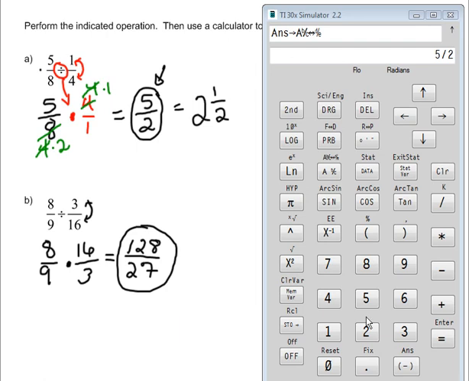Now with our second problem, let's go ahead and clear out what we have. We're going to do 8/9, so 8 fraction key 9. That's being divided by 3/16, so 3 fraction key 16. And when we press enter, again we end up with the mixed number, but if we want to see what that is as an improper fraction, we press second and press the fraction key and then press enter. And we're going to see the 128/27, which is exactly what we expected from working it by hand.